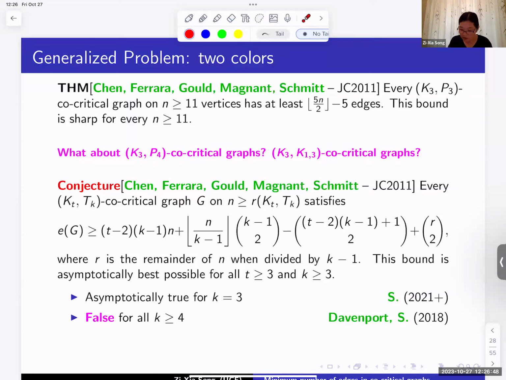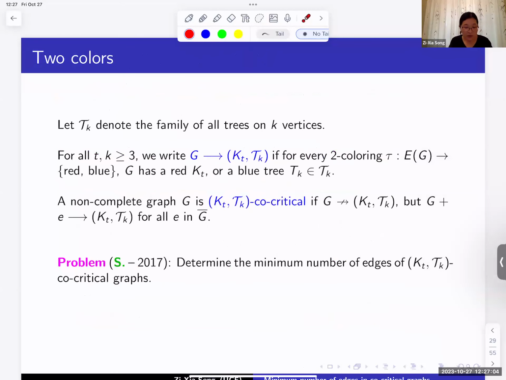Only after I finished last year did I notice that they actually had a conjecture in their paper, and this conjecture is very wrong. It is very wrong for this one, and you're going to see in a little bit. So what I did is I put all trees together. I use T_k to denote the family of all trees on k vertices.